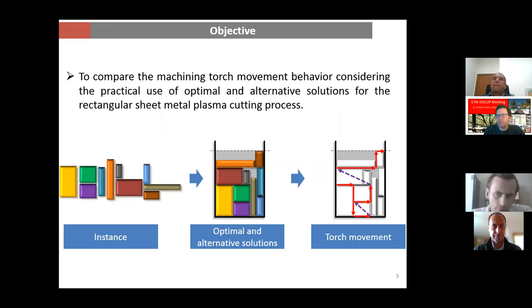Our main objective with this research is to compare in some manner the machine torch movement behavior. For this, we adopted both optimal and alternative solutions for problem instances, considering also the rectangular sheet metal plasma cutting process. It's important to detail this because there are a lot of types of machine cut process. And the torch movement will be analyzed using comparative parameters that I will talk about in the next slides.